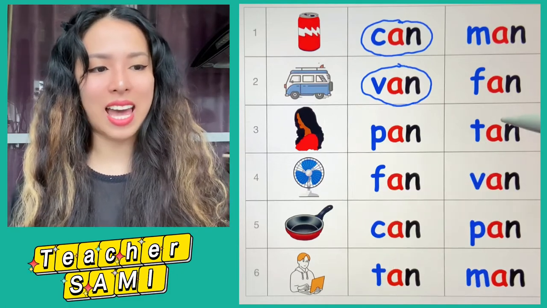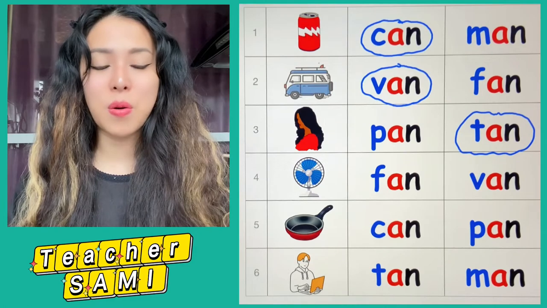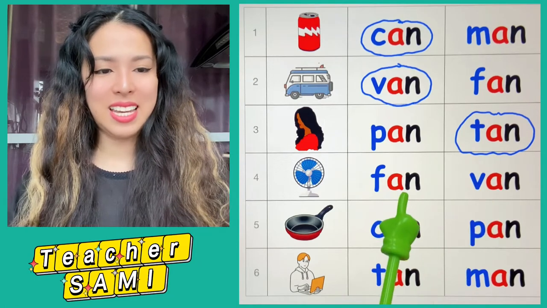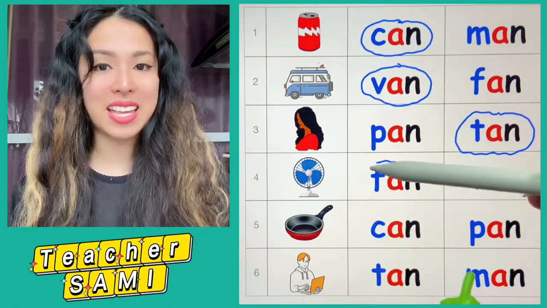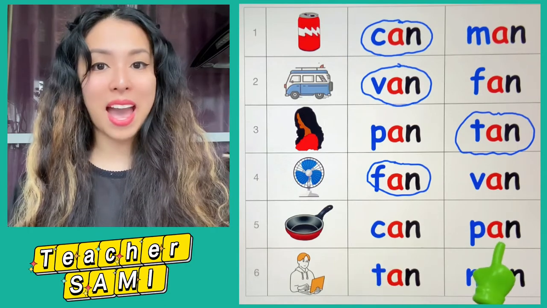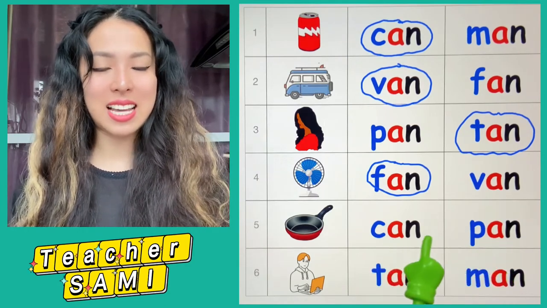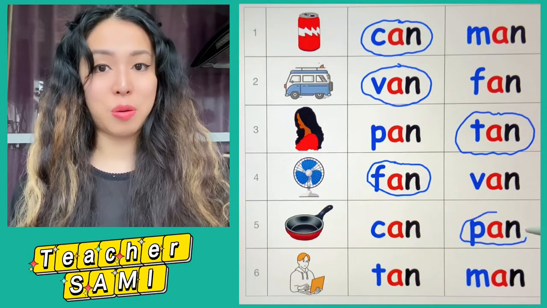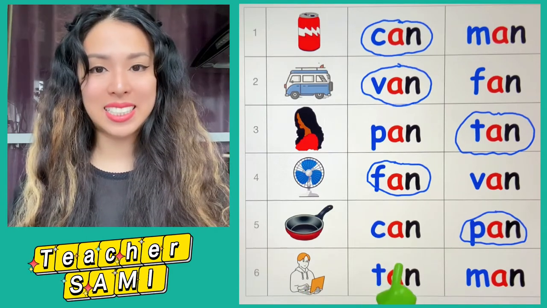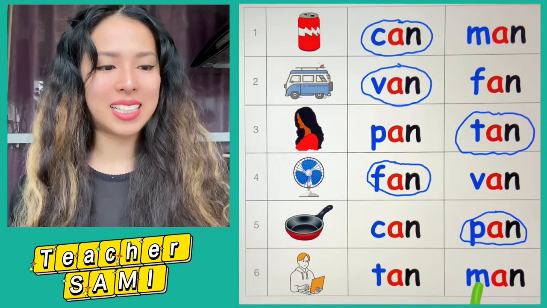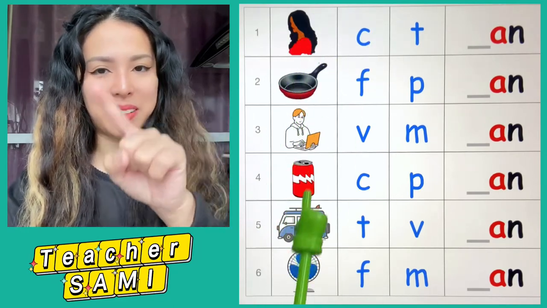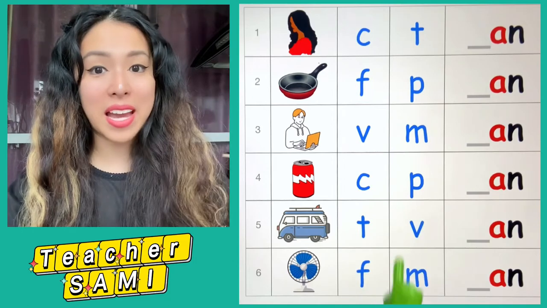Right, it's ten. Number four. Is it a fan or a van? Yes, the correct answer is fan. Number five. Is it a can or a pen? Yes, it's a pen. Number six. What's this picture? Is it tan or man? The answer is man. You're doing great. Now, let's look at the picture, circle the initial letter and write it on the blank.